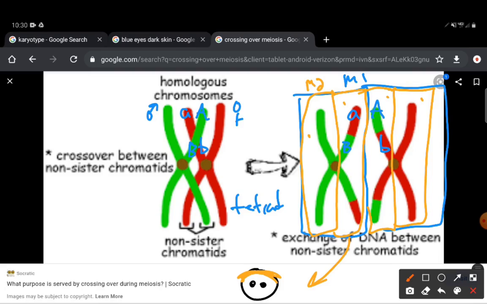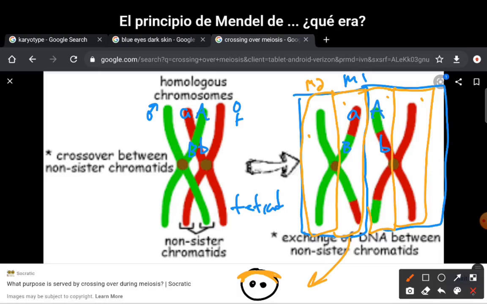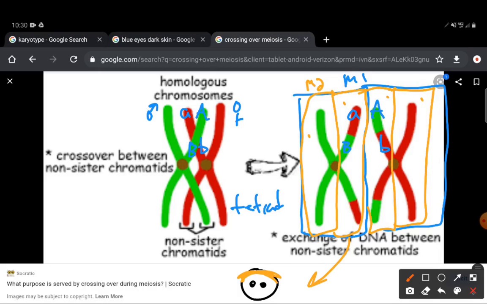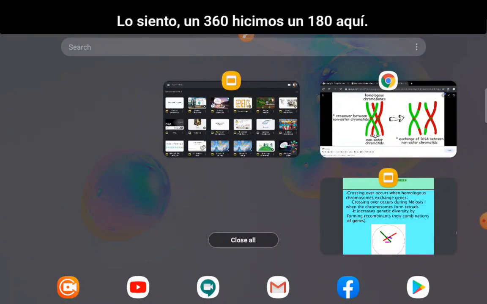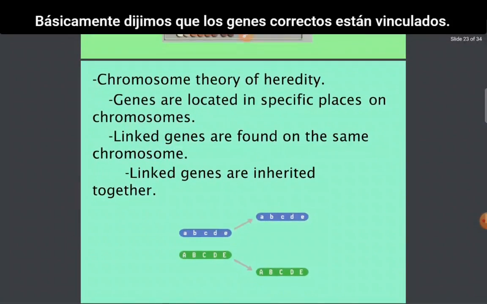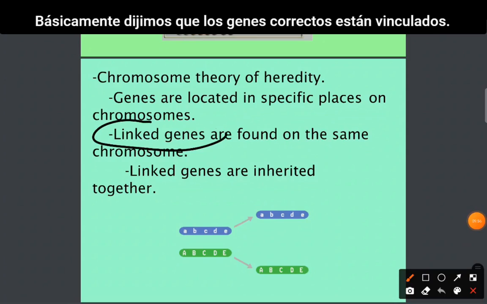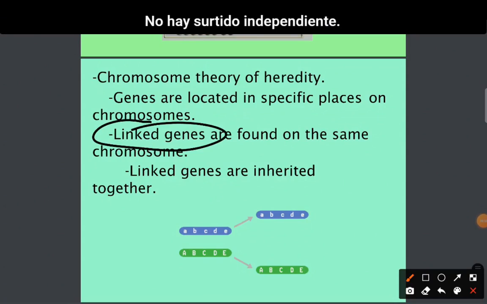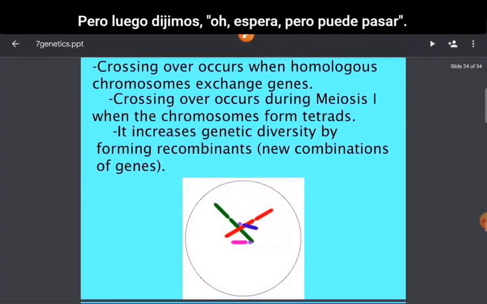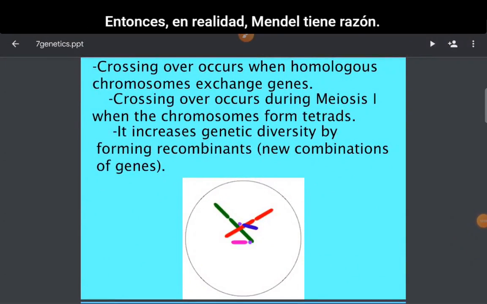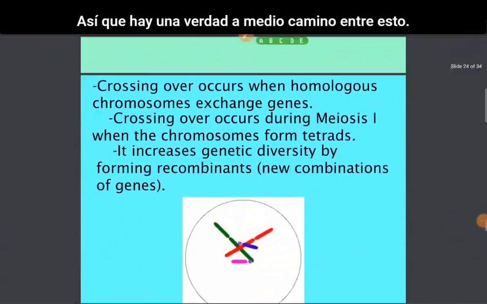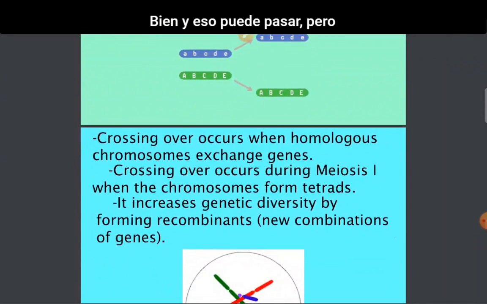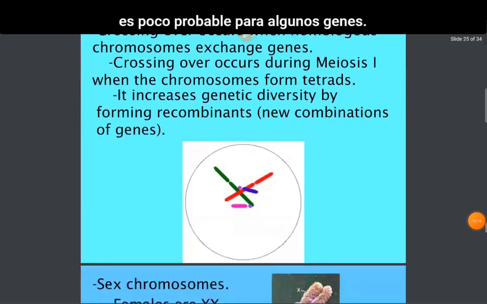This reiterates Mendel's principle of, what was it? Independent assortment, yes. And so we've just done a 360. We did a 180 here. We basically said, okay, genes are linked. That means that Mendel was wrong. There is no independent assortment. Some genes have to be inherited together. But then we said, oh, wait, but crossing over can happen. So actually, Mendel is correct. You can get any combination of traits that exist. So there's a truth halfway in between this, right? And that is crossing over can happen, but it's unlikely for some genes.